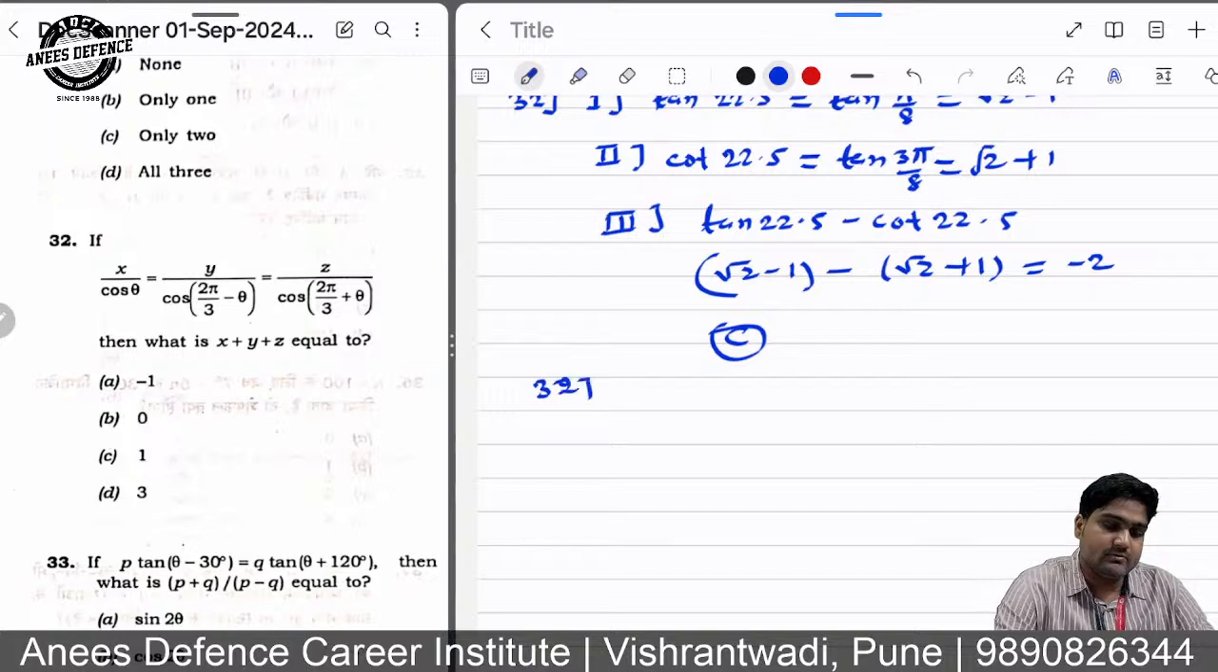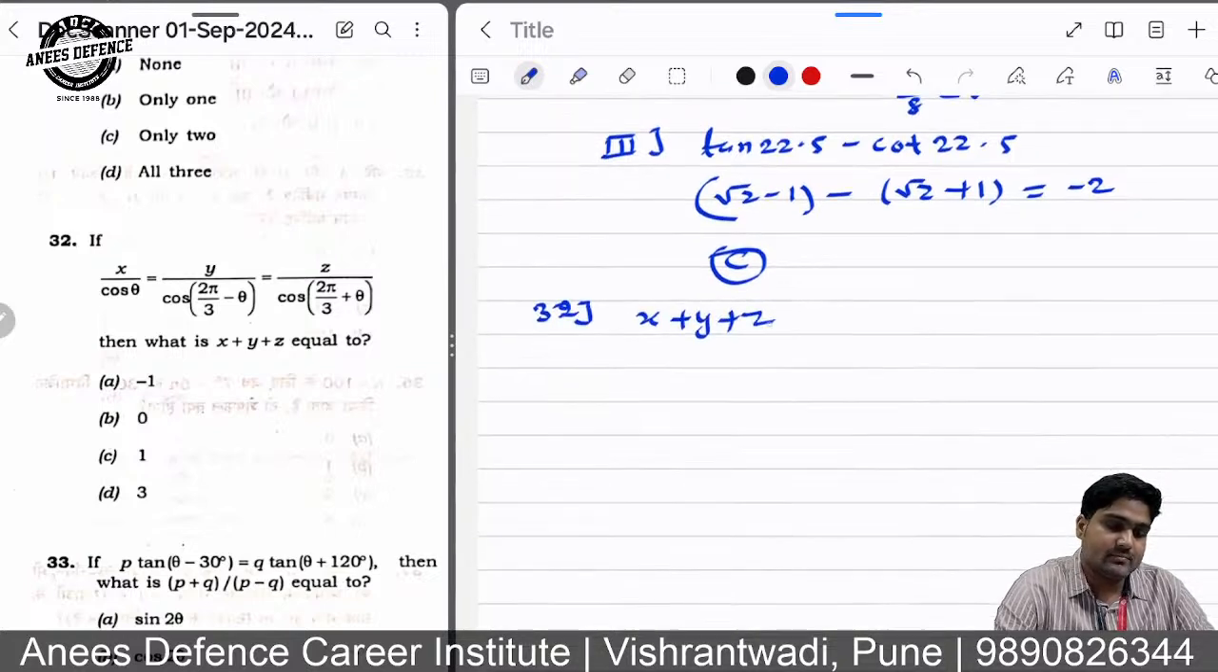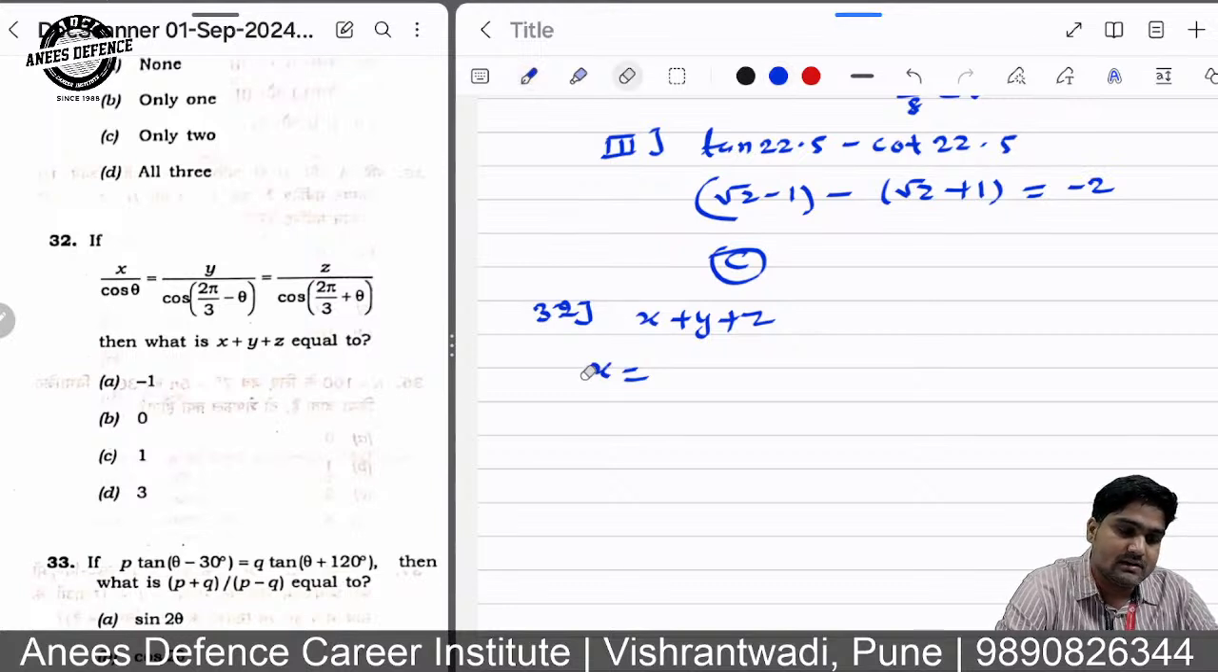We need to calculate the value of x plus y plus z. If I take x upon cos theta equals y upon cos(2 pi by 3 minus theta) equals z upon cos(2 pi by 3 plus theta) as k, then x will be k times cos theta, y will be k times cos(2 pi by 3 minus theta), and z will be k times cos(2 pi by 3 plus theta). So we can directly add up all three values.